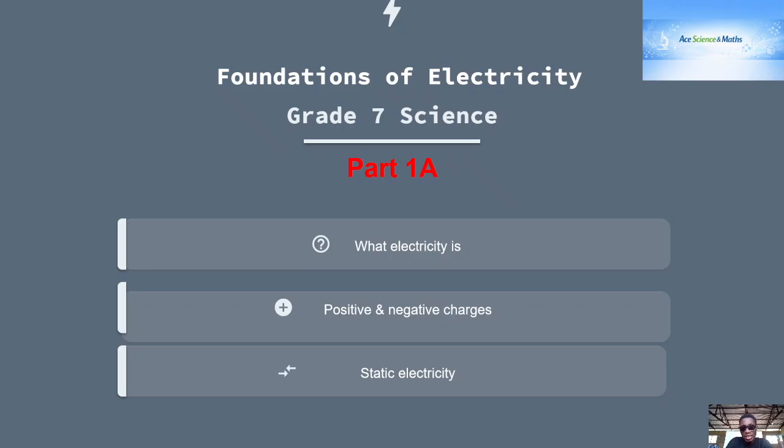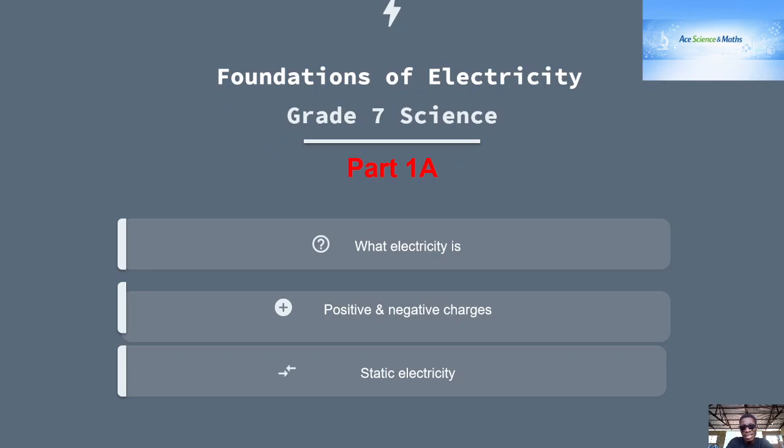Friends, electricity is all around us. It's everywhere in our lives. It powers our homes, our devices, and even transportation. So we see that everywhere we are, electricity is there with us. But what exactly is electricity? And this is the question we need to ask.